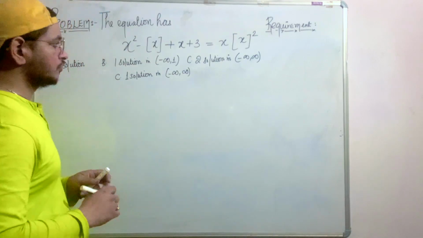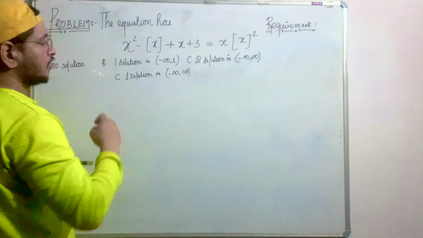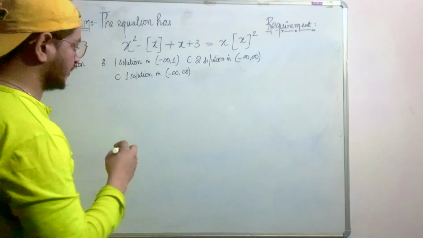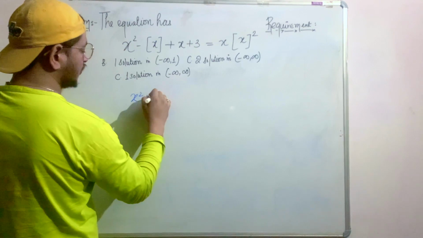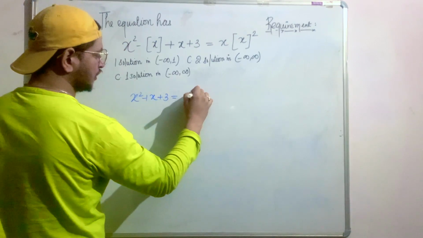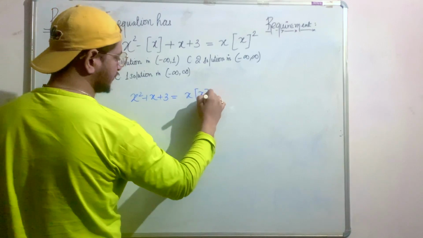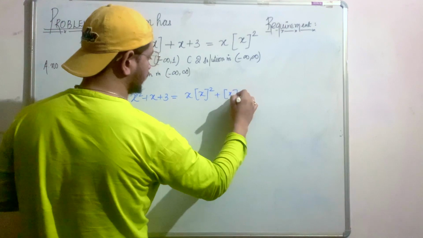So we will write all the greatest integer part on one side, and all the quadratic part on one side. And you will write here like this: x square plus x plus 3 is equal to x times the greatest integer function of x, plus the greatest integer function of x.